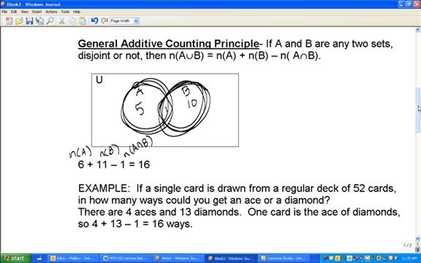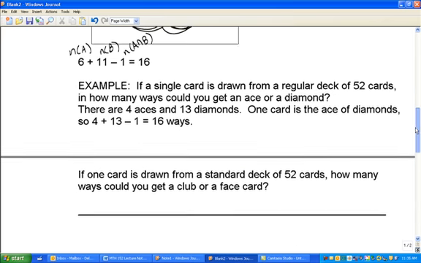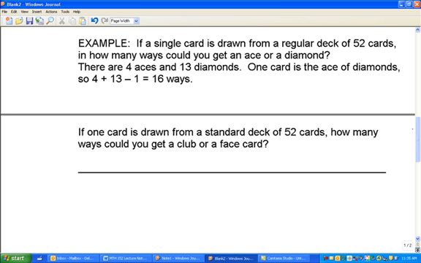Okay, and this plays a role when we're counting in an OR situation, and that's what we're going to look at in the next example. If a single card is drawn from a regular deck of 52 cards, in how many ways can you get an ace or a diamond? We want to add the number of aces plus the number of diamonds minus the number of aces that are diamonds. The number of aces is 4, the number of diamonds is 13. We have one ace of diamonds, so we have 17 minus 1. There are 16 ways to get an ace or a diamond.